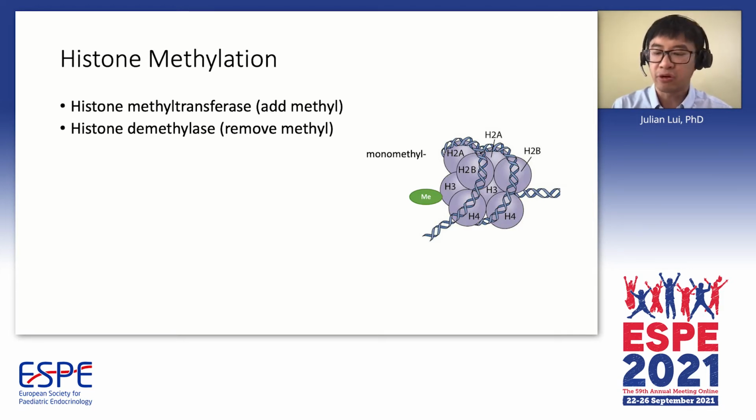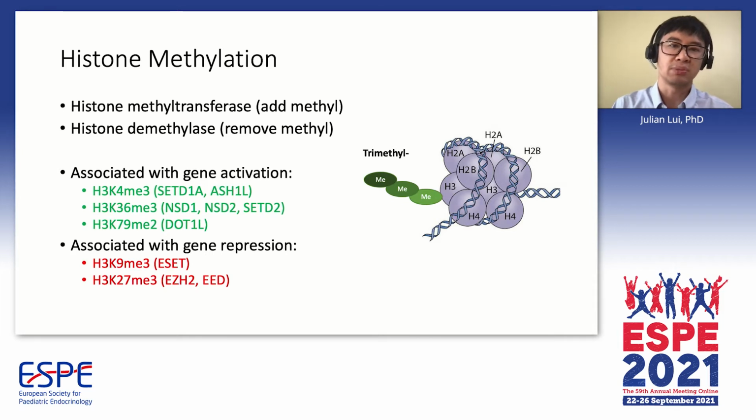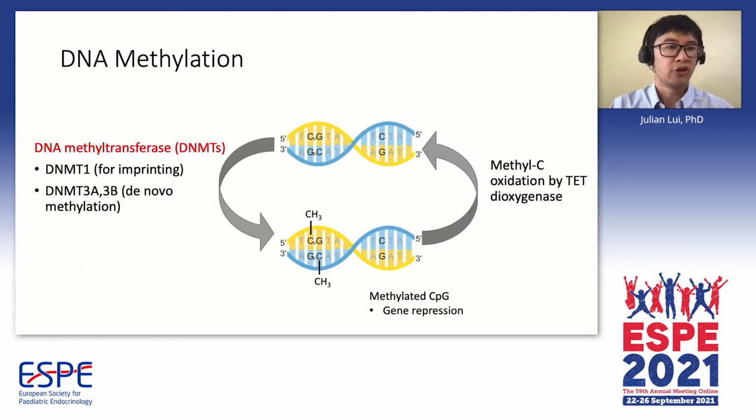In contrast, histone methylation has a more complicated effect on gene expression. Depending on how many methyl groups are being added, it could be monomethylated, dimethylated, or trimethylated. And depending on which residue is being methylated, it could be associated with gene activation or gene repression. And then there's DNA methylation by DNA methyltransferases. DNMT1 is involved in gene imprinting, which I will not be covering in this talk. But DNMT3 is involved in de novo DNA methylation, which is a mechanism used for gene repression.